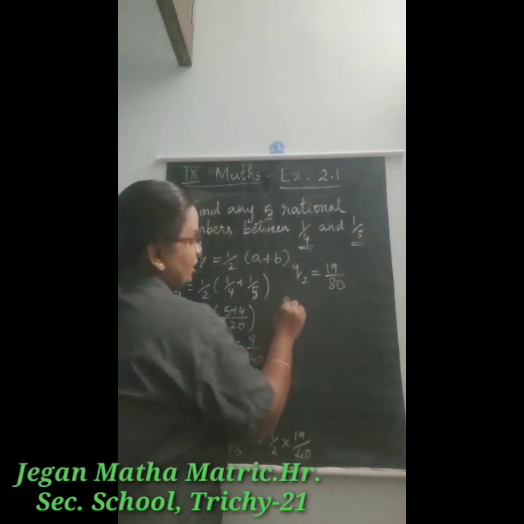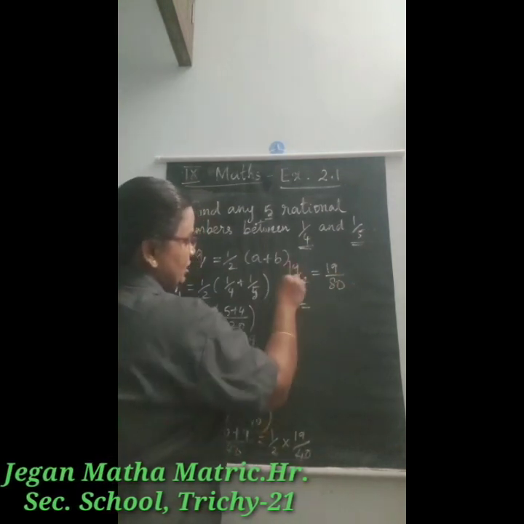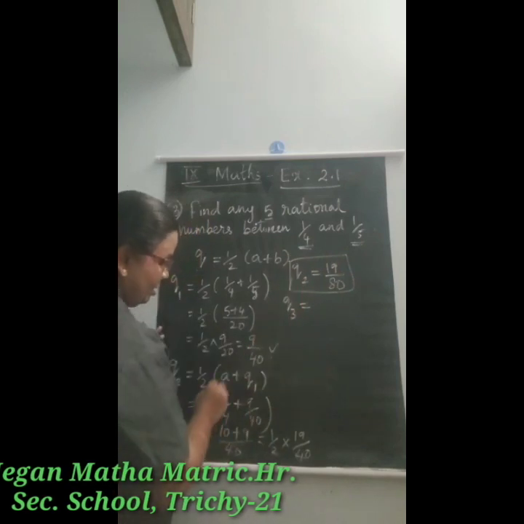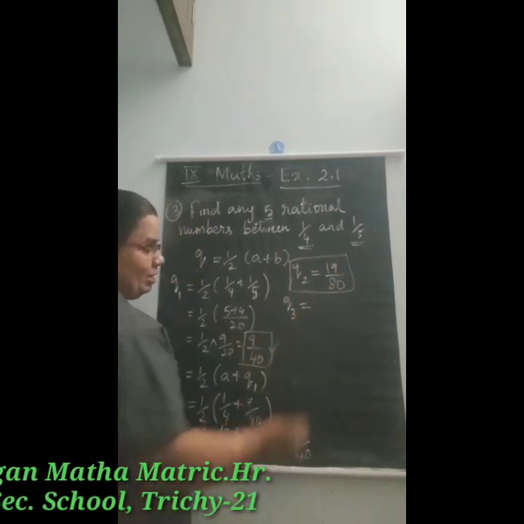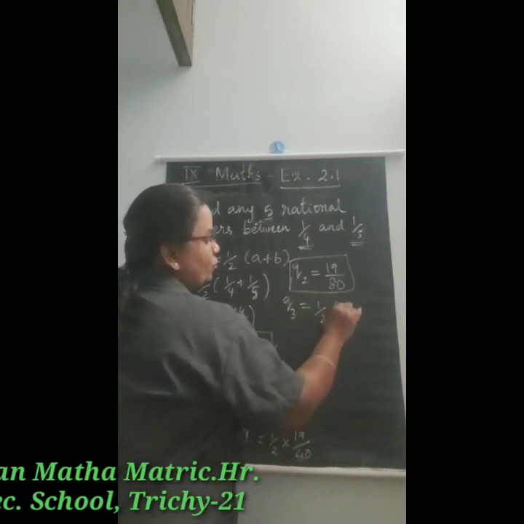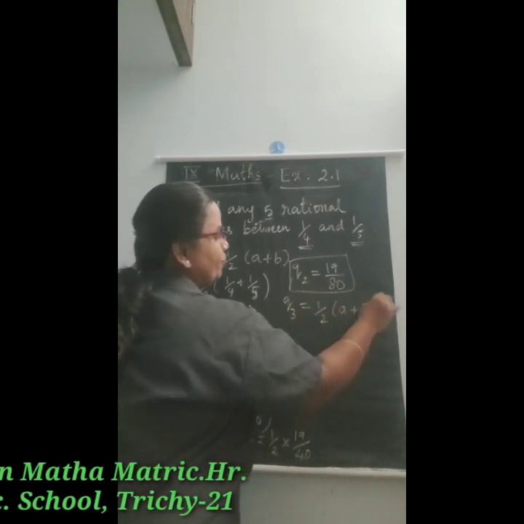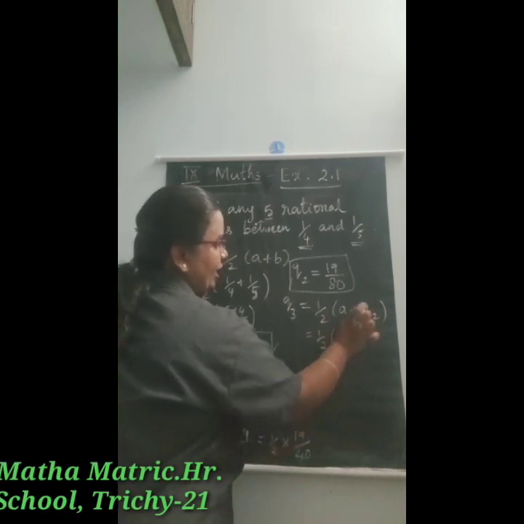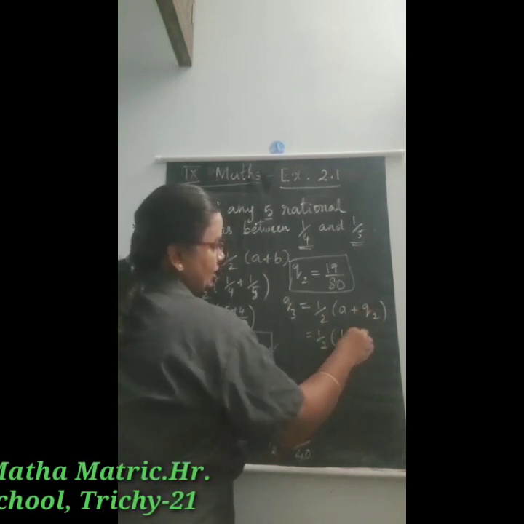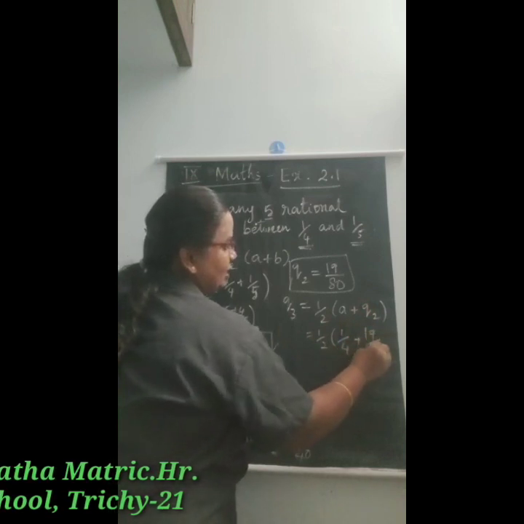And then Q3. This is Q2 and this is Q1. Next we have to find out Q3, which is 1 by 2 into A plus Q2. So that is equal to 1 by 2 into A, which is 1 by 4, plus Q2, which is 19 by 80.